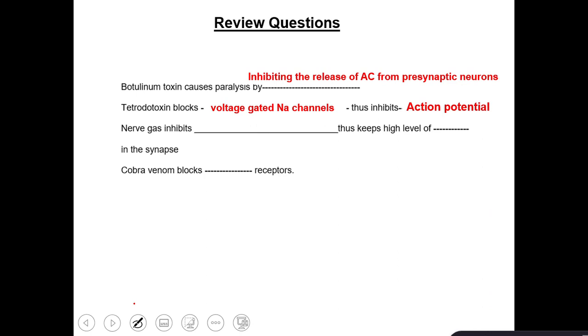The nerve gas inhibits what enzyme? The acetylcholinesterase enzyme. So a high level of acetylcholine will be in the synapse. The cobra venom blocks what type of receptors at the neuromuscular junction? The nicotinic receptors. So paralysis happens in every muscle of the body.